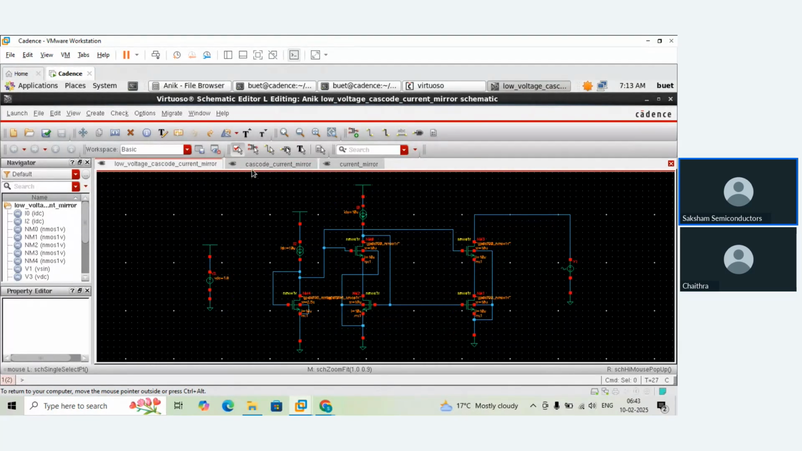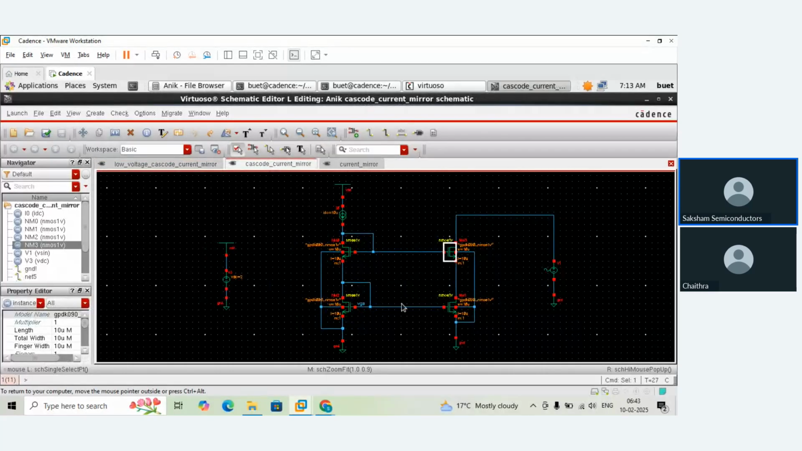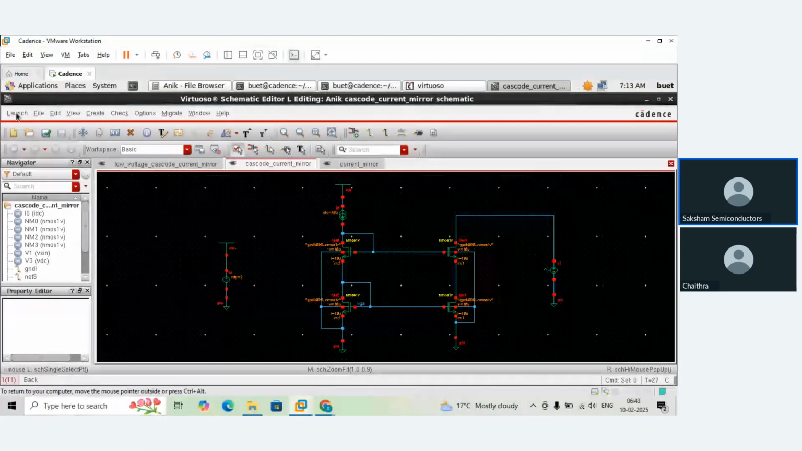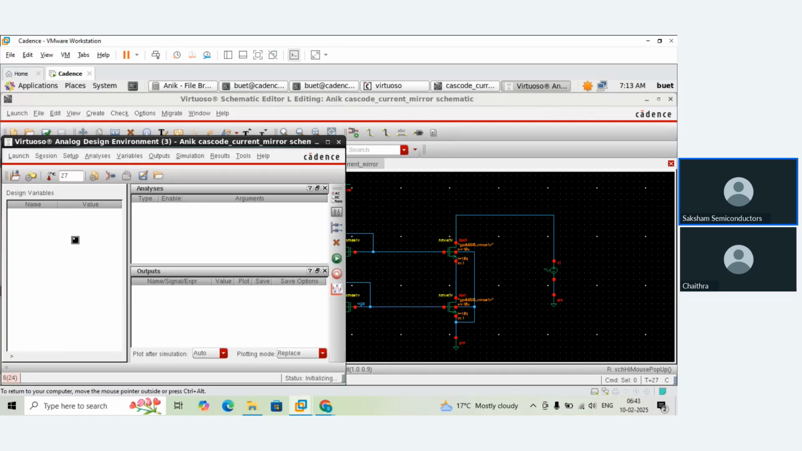Before that, let us run this cascode current mirror once. I already have the schematic with me. Let's run it and see at what voltage it enters the saturation region. The schematic is already ready, so I'll go straight to the execution. We'll go into launch ADL.